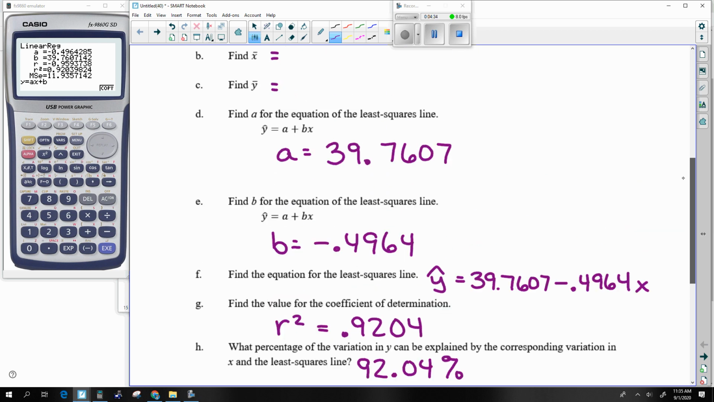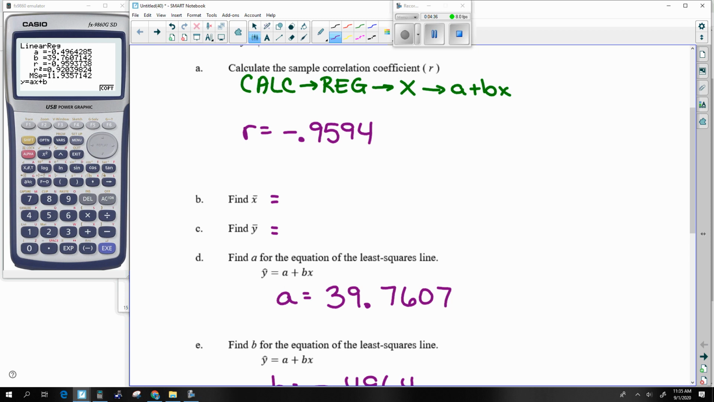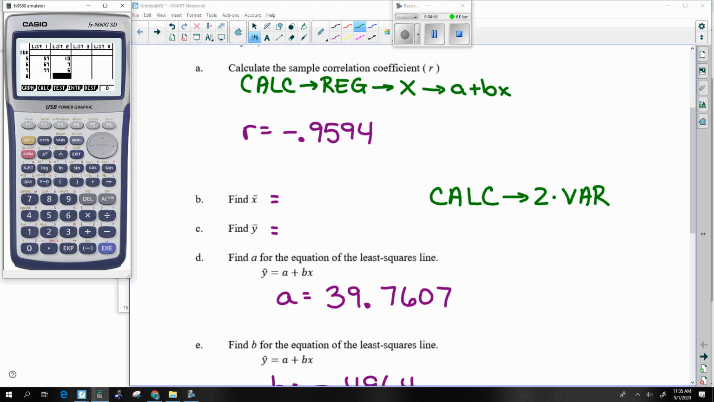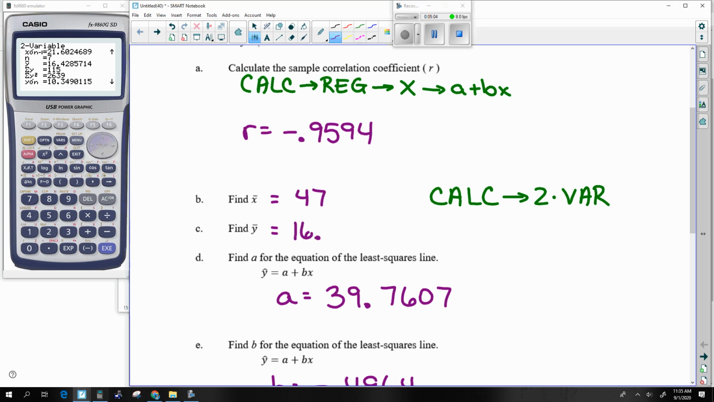All right, let's go back and get the X bar and Y bar. Again, where I'm going to find that is I go calc, and then 2 var. That's where it's going to be found. So if I exit all the way back out of here, I go calc, 2 var, and then I can find these answers in there. So X bar is 47. Y bar is 16.4286.